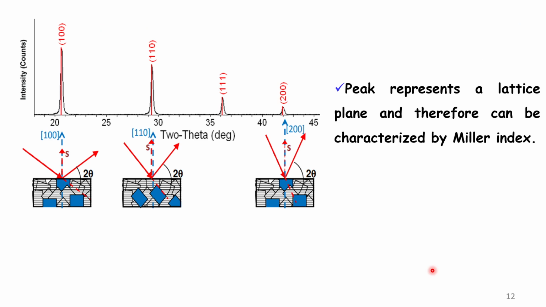Now see here, this is one type of XRD. It is also known as the X-ray diffractogram. This is one of the X-ray diffractograms of an uneven material.